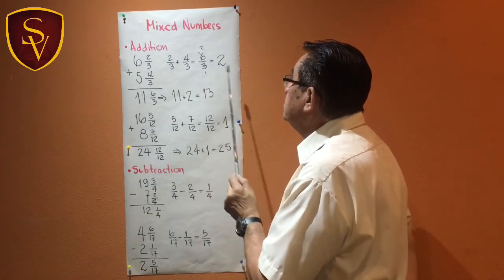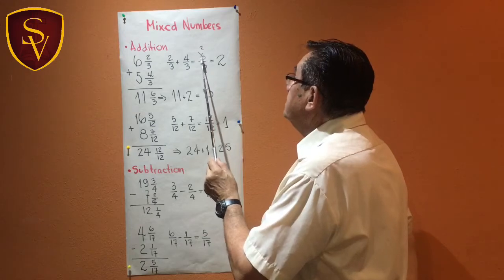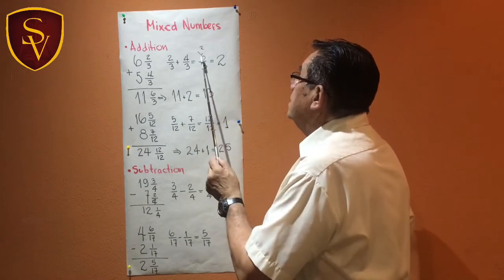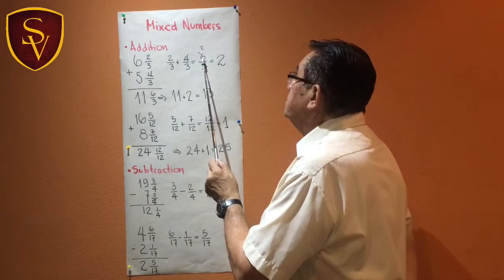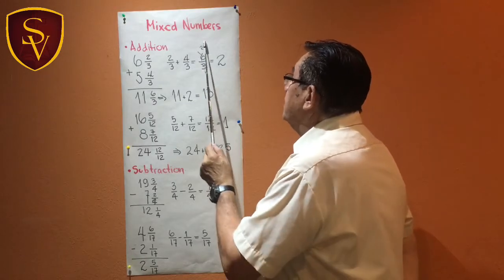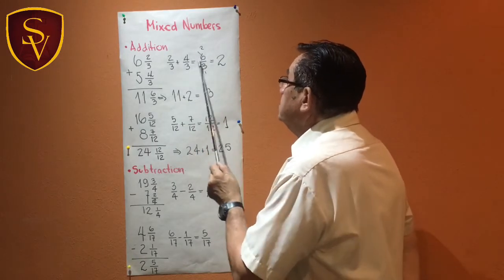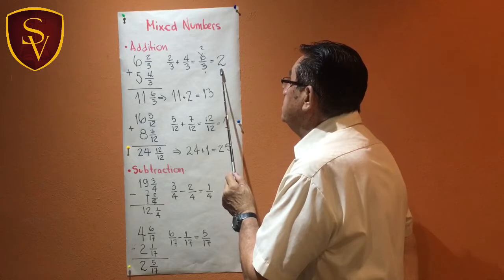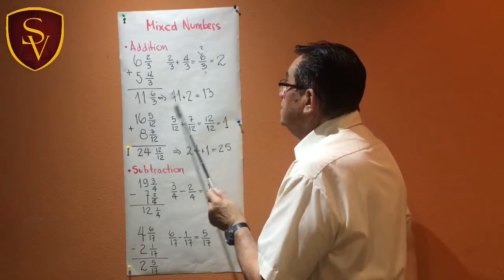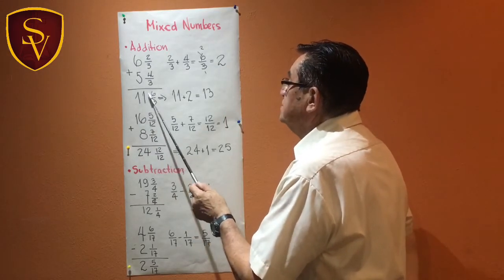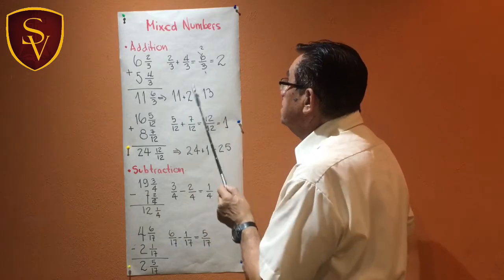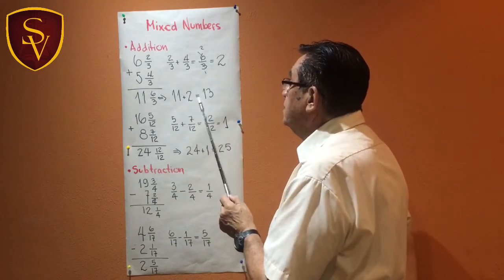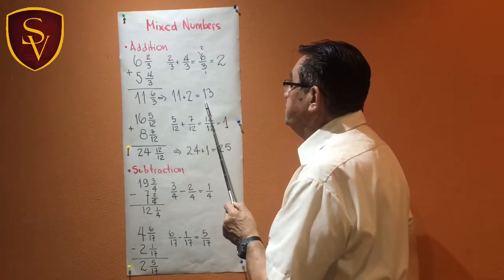1/3 of a 3 is 1, and 1/3 of a 6 is 6 divided by 3 gives us 2. So the answer in this case is that the addition of these two fractions is equal to 2. So that means that I have to add 6/3, replacing the value here, 11 plus 2. Finally, it's going to give us 13.